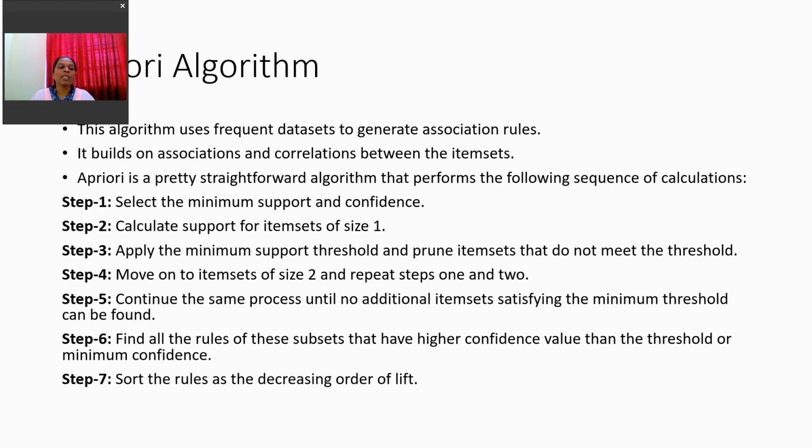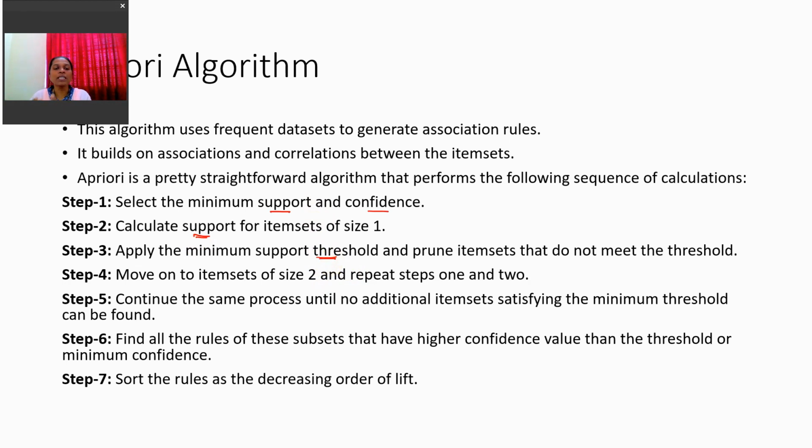To start with the algorithm, the first step is to decide our minimum support and confidence. Next, using the available data set, we need the item sets with a size of 1, and for each item set we calculate the support value. That is the frequency of purchasing a particular item in the transactions, item by item. Then we apply the support threshold and prune the item set.